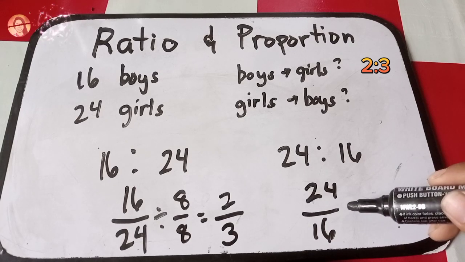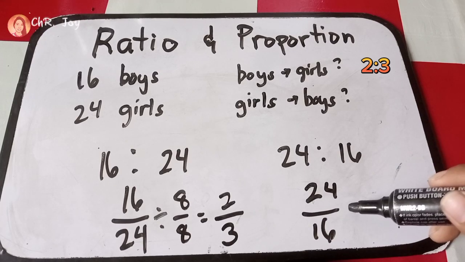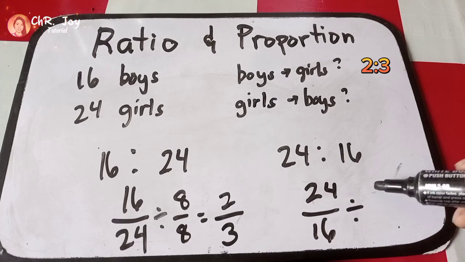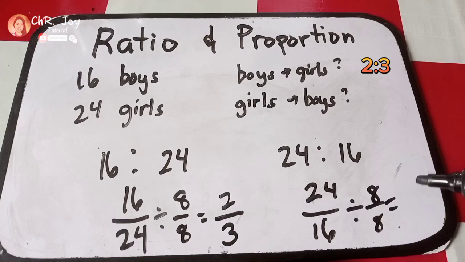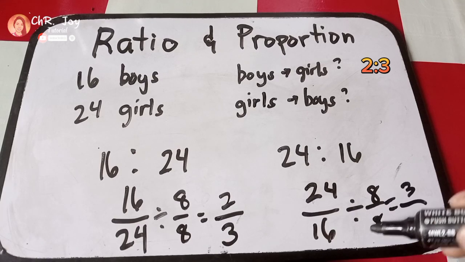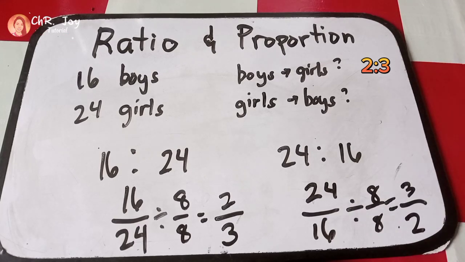Also, to get the simplest form of 24 over 16, let us divide both sides by 8. So 24 divided by 8 is equal to 3, and 16 divided by 8 is equal to 2. So therefore, the ratio of girls to boys in simplest form is 3 is to 2.